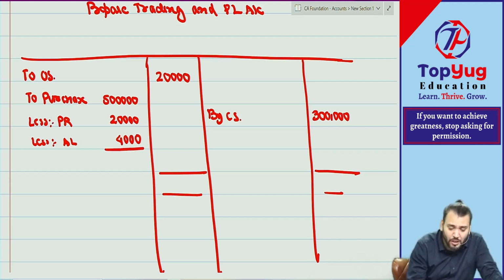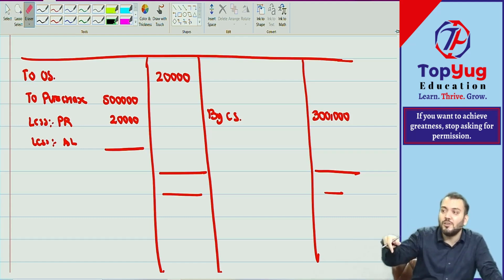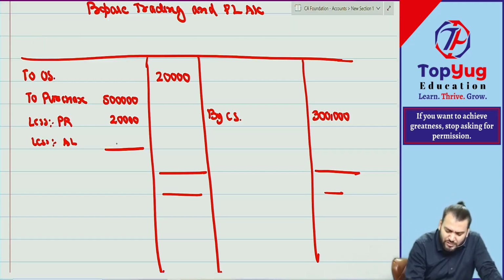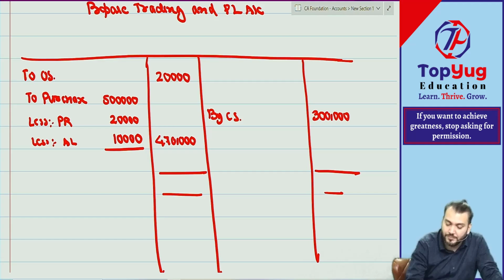No. What is the abnormal loss gross amount? The first journal entry is abnormal loss to purchase with gross amount. How much? 10,000. Have you taken 4,000? No. First journal entry with gross amount, abnormal loss to purchase. Gross amount is 10,000. Correct? If you have made a mistake, okay, it's fine. First time we are doing it. 10,000. Now what is the net amount? 4,70,000. Correct.